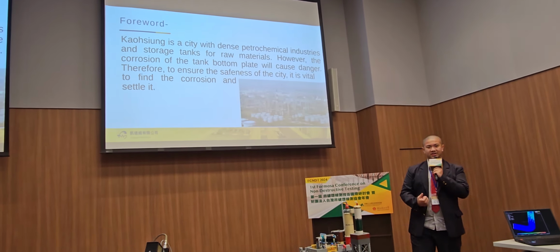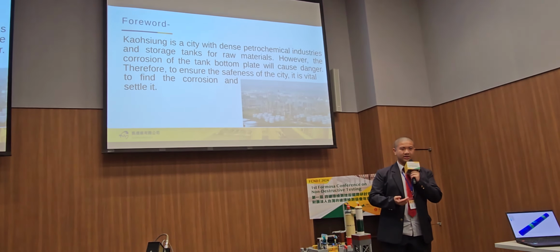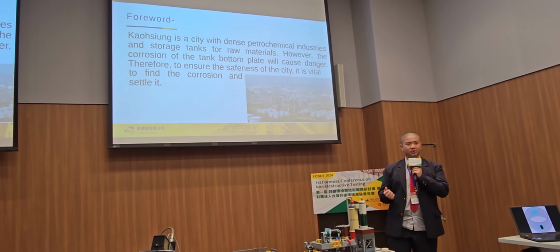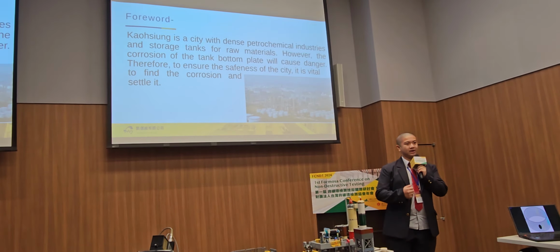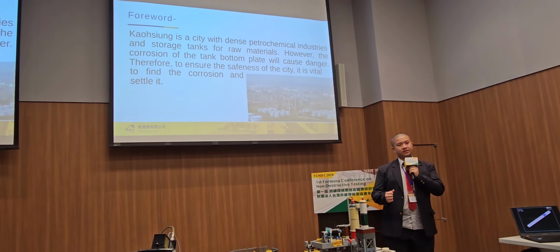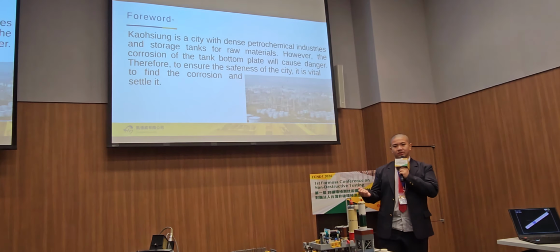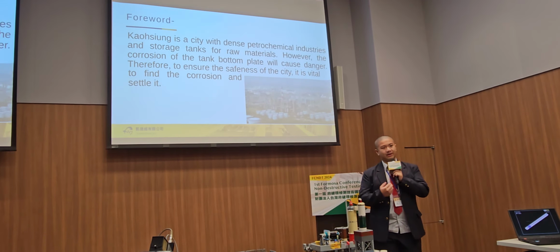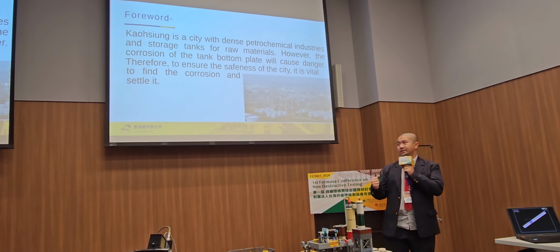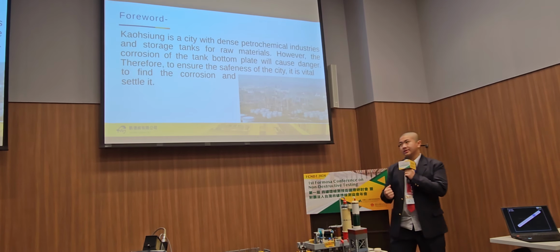I'm from Kaohsiung, which is a city that has a lot of petrochemical raw material storage tanks or petrochemical transport pipes. And it is important for the inspectors to check where has the corrosion of the pipes or the storage tank's bottom plate, because a gas leak will cause a lot of troubles like explosion or pollution. So the inspector has to find the corrosion out to ensure the safetiness of the city, and to call maybe the factory manager to repair it.